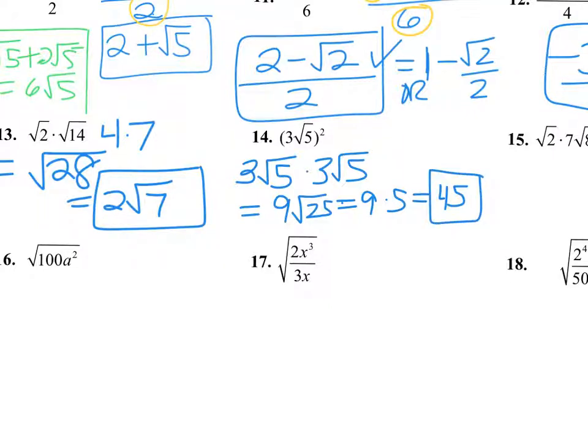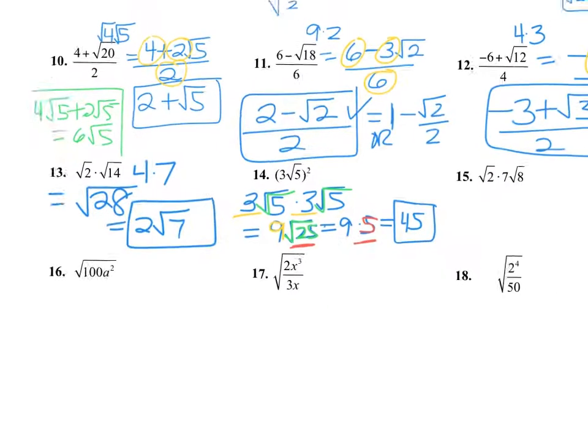Okay, so 3 times 3 gave us 9. And then rad 5 times rad 5 gave us rad 25. But rad 25 is 5. And then 9 times 5 is 45. It's a lot of colors.